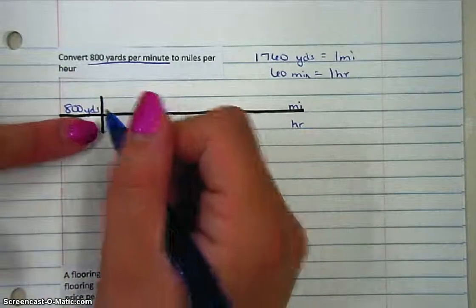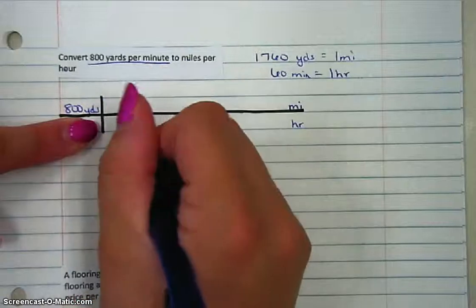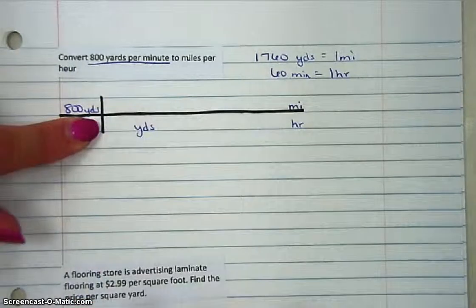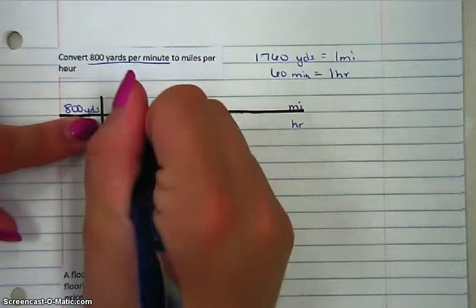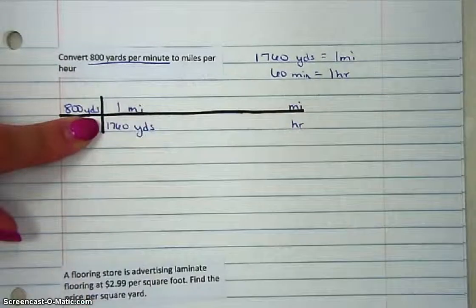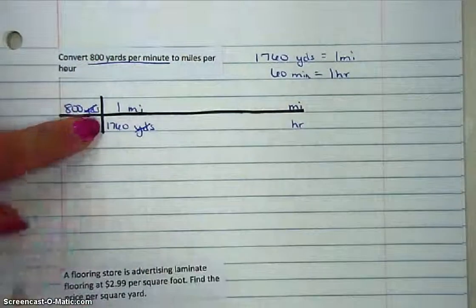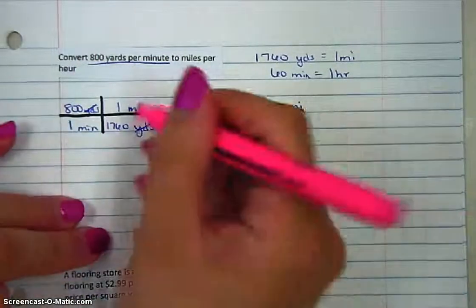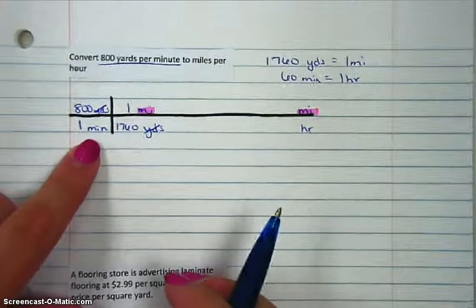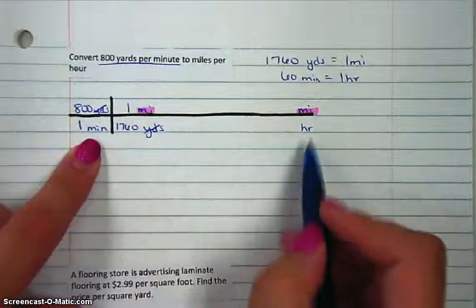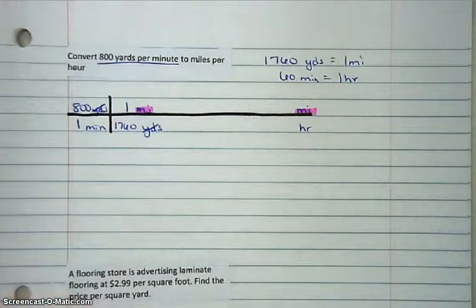So I'm completely ignoring the minutes. I have yards on top, so yards has to go on bottom. And I said that 1,760 yards is 1 mile. Well, when I finish that, I cancel out my yards, and then I go and check my units. Do I have miles on top? Well, I do. That was my whole goal. So now, I got to take care of the minutes. Minutes is not hours. So I'm going to go ahead and finish drawing my railroad track. Got to do another conversion.